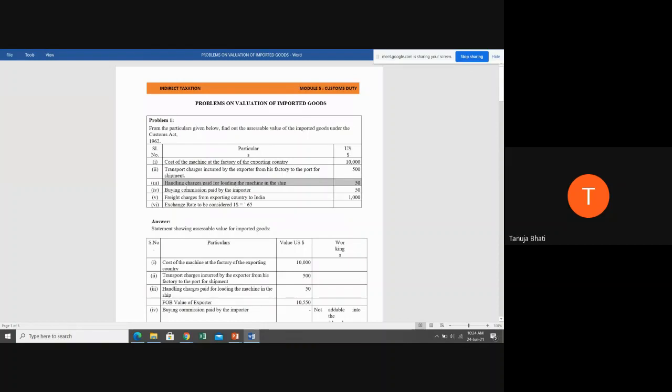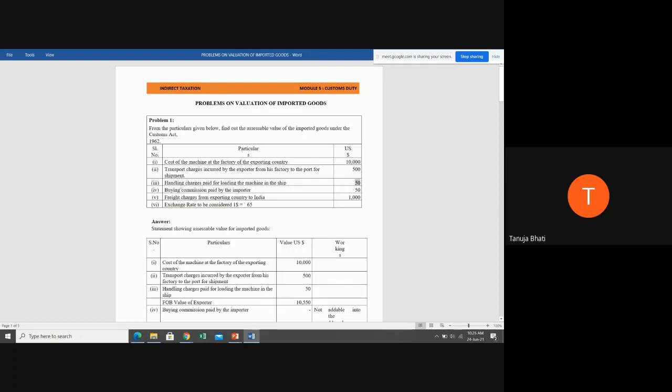Can anyone tell me, handling charges paid for loading the machine in the ship, whether it comes in FAS or FOB calculation? FOB. Very good. So in total, when we total this, 10,550, the total becomes your FOB. See, 10,500 becomes your FAS. To this FAS, when you add this 50, it becomes FOB.